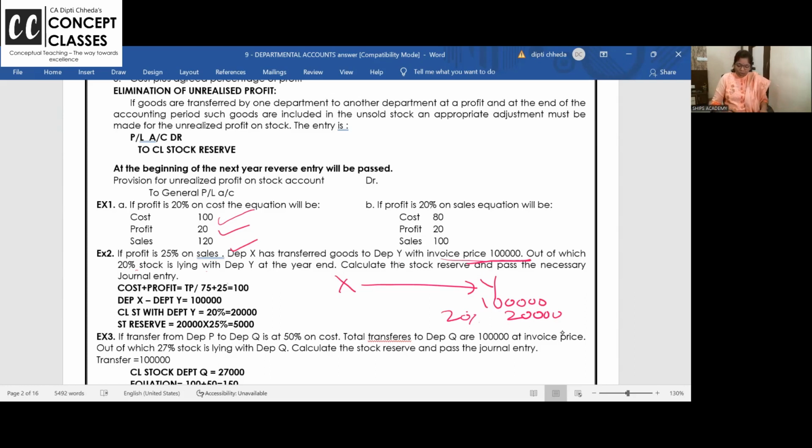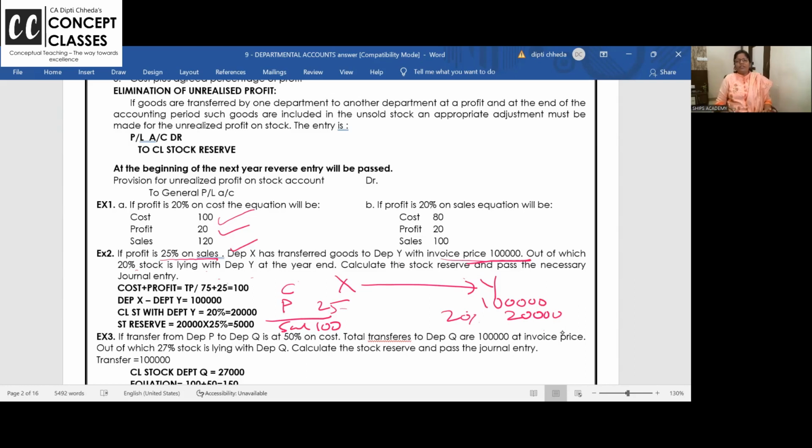Yes or no? So now, if department X has transferred the goods to department Y worth 1 lakh, out of which 20% stock is lying in department Y, now calculate the stock reserve. We sent goods of 1 lakh, 20% are lying, that is 20,000. How much is the stock reserve in this? What is the equation? The profit is 25% on sales. Cost plus profit is sales. If the percentage is 25% on sales, let sales be 100. If the percentage is 25% on cost, let the cost be 100.